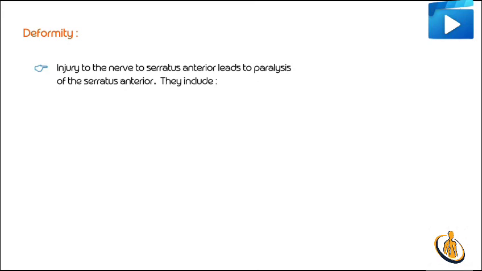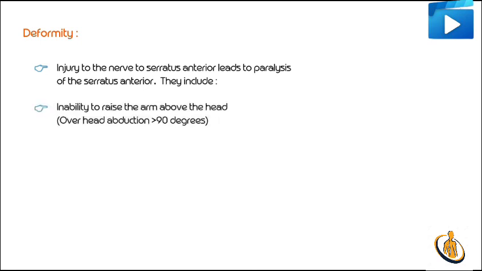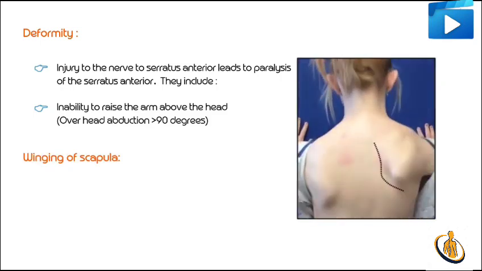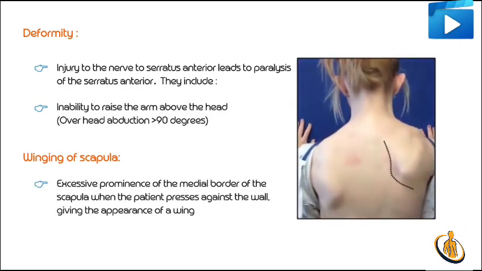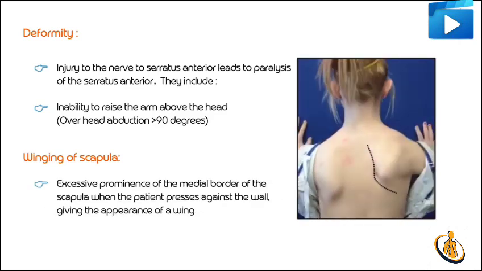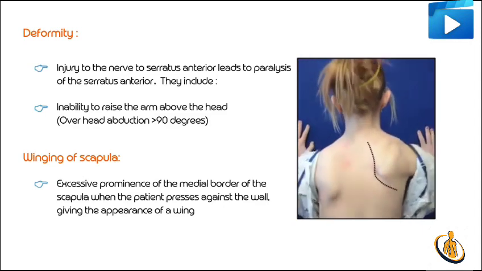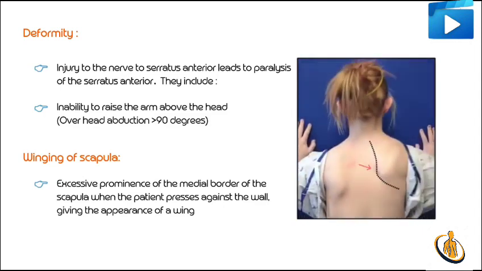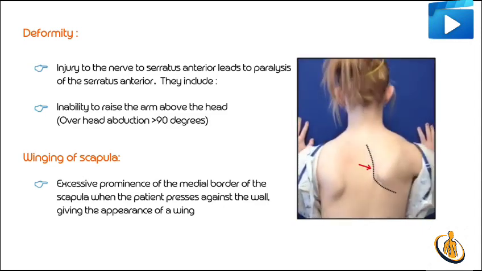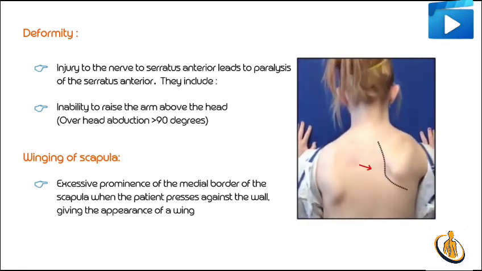Injury to the nerve to the serratus anterior mainly leads to paralysis of the muscle, which includes inability to raise the hand above 90 degrees, that is, overhead abduction of the arm is lost beyond 90 degrees, right? And also a characteristic winging of the scapula one can see, that is, excessive prominence of the medial border of the scapula when the patient presses against the wall, which gives rise to the appearance of a wing. That's why we call it winging of the scapula.